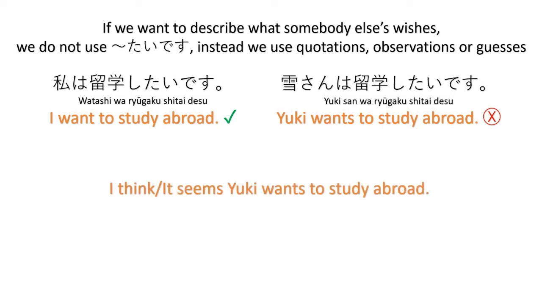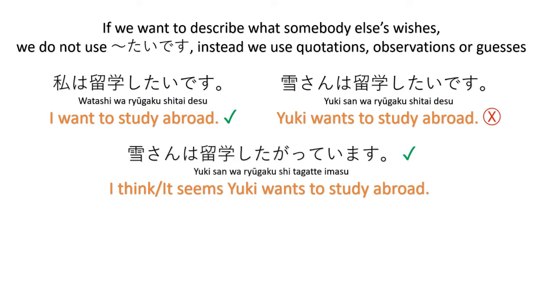Another, what if I think Yuki wants to study abroad? In this case, we use tagatteimasu. Yuki-san wa ryugaku shi tagatteimasu. I think, or it seems, Yuki wants to study abroad. In this case, we are observing. We are making a guess.